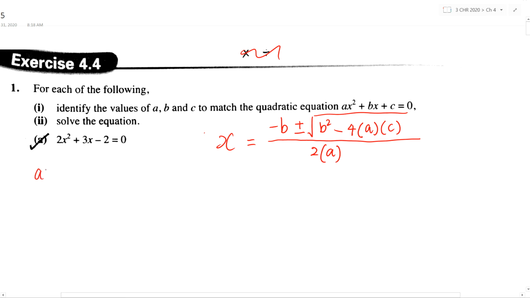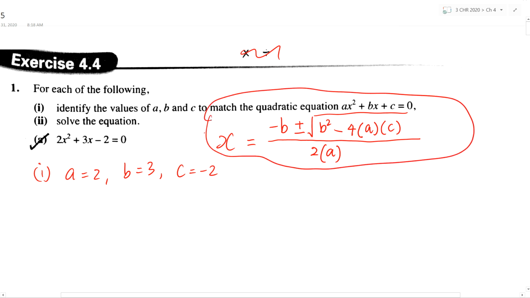Okay, let's start with part A, part 1. Identify the values of a, b, and c. Earlier on, you already told me that a is 2, b is 3, and c is negative 2. I'm going to substitute all this into this magical formula over here for the answer in part 2.